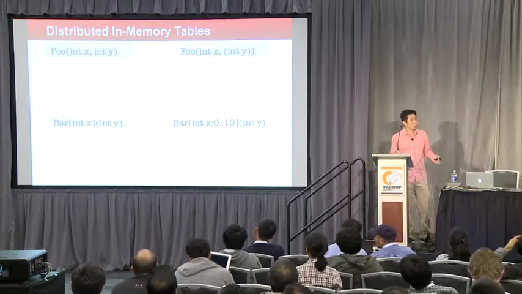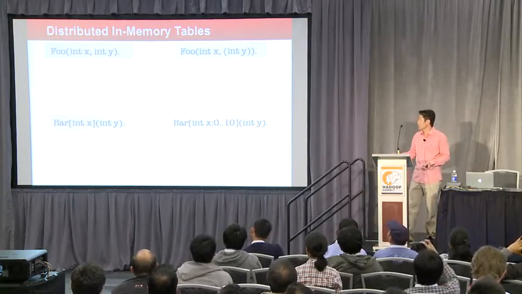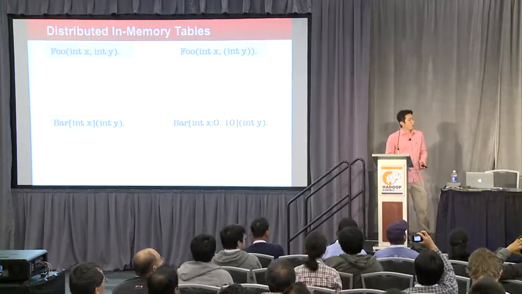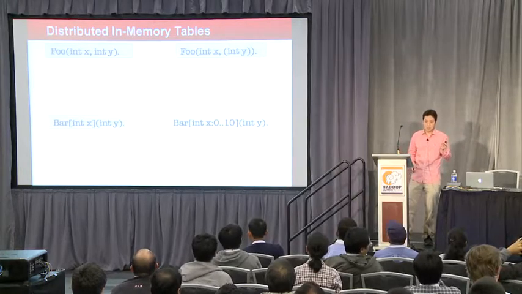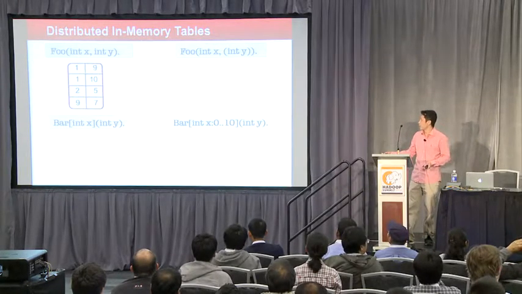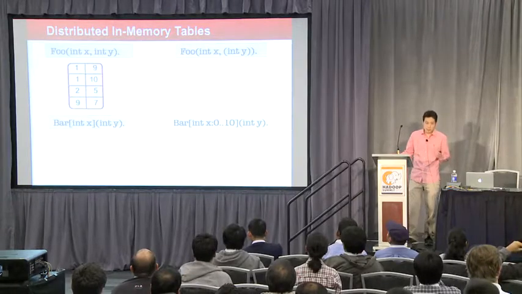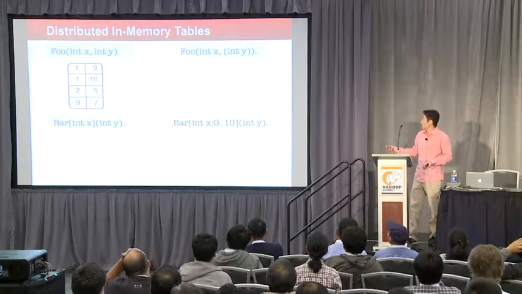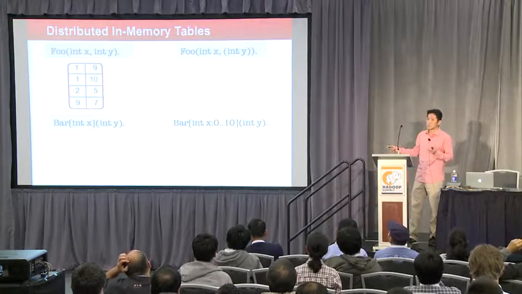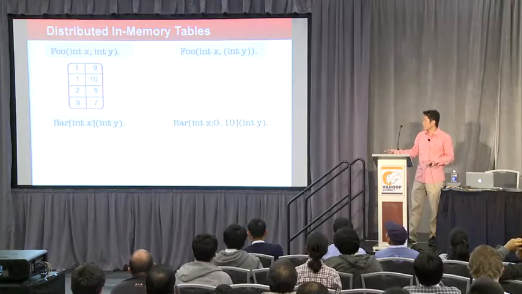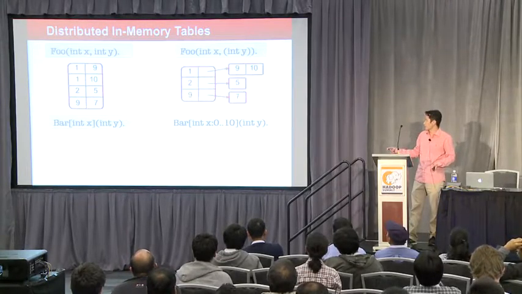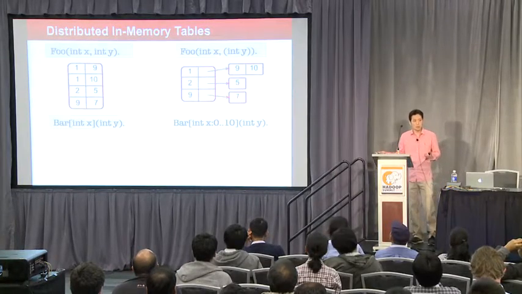So we have 4 table declarations here. The first one declares a table named foo having 2 int columns. An example of this table would be something like this, where we have 4 tuples. The second table declaration here has this parenthesis, which means that you want the second column to be nested. The same set of tuples is represented like this with this table statement. This comes in handy if you want to store, for example, graphs, edges in the graph.